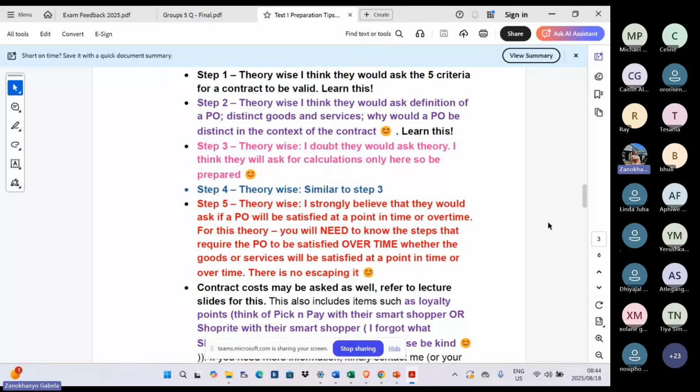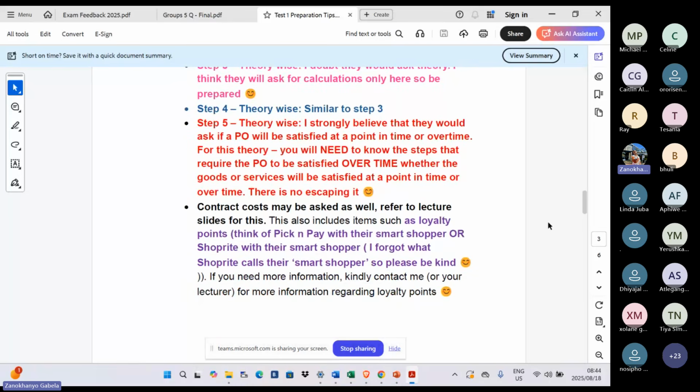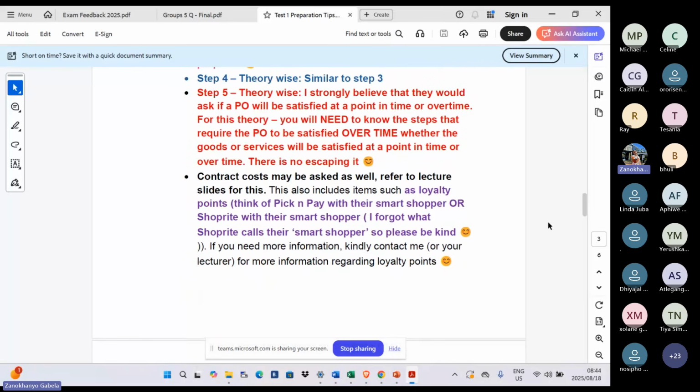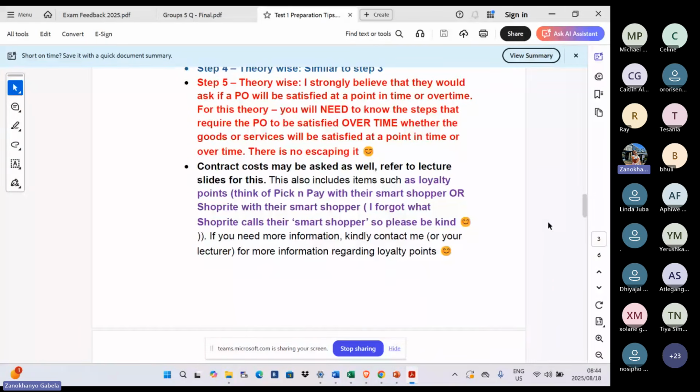Then speaking about contract costs. Contract costs are additional items. You need to know them. What is a contract cost? What else in terms of the contract costs? Also, your loyalty points, how to deal with them. It's very nice and simple again, that one, guys. Make sure you don't forget the loyalty points. They just create an extra performance obligation, and they are very easy to calculate as well.